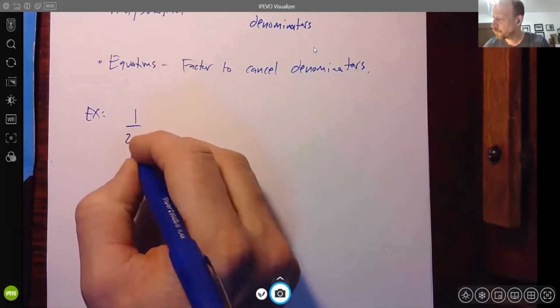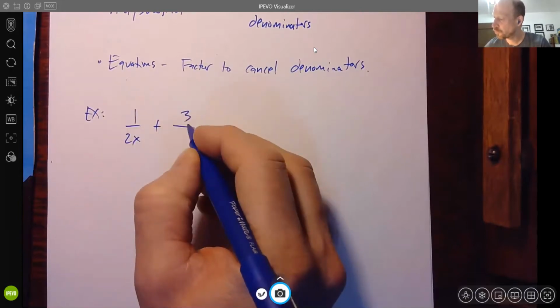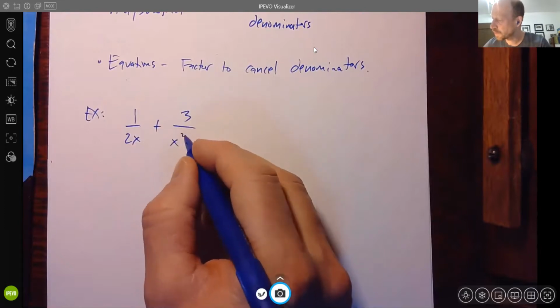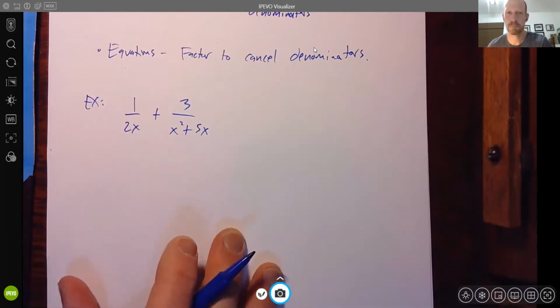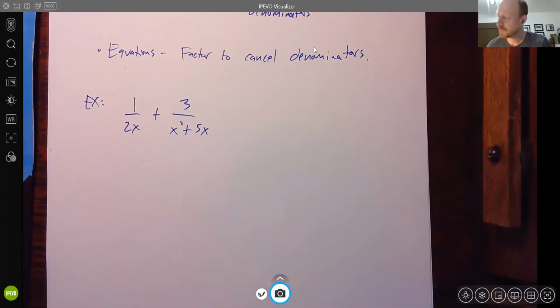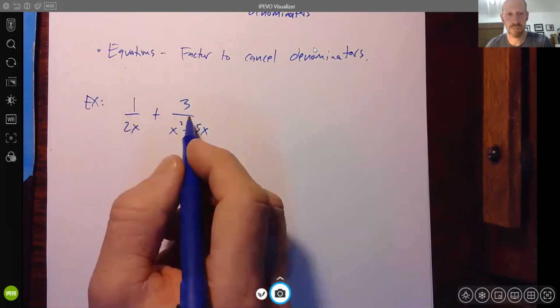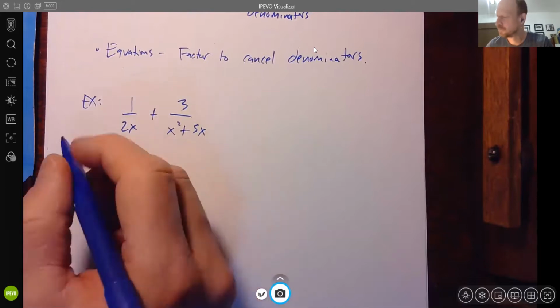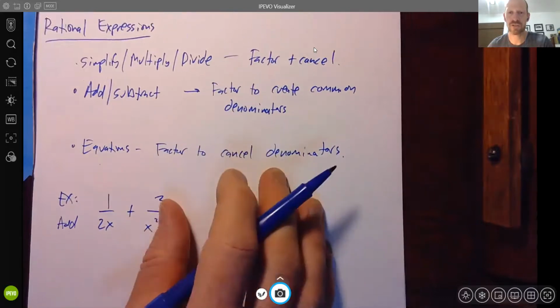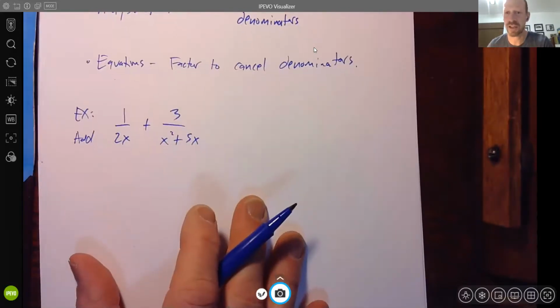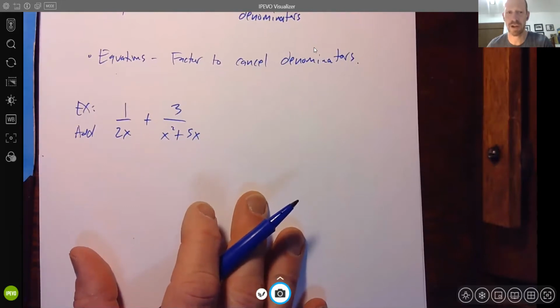So 1 over 2x plus 3 over x squared plus 5x. I'll tell you the instructions there, although it's kind of a giveaway, right? A lot of times I think people just don't read the instructions and jump right into the problem. But here, our goal is to add. So I want to factor to create common denominators. I'm not trying to cancel anything out, get rid of anything at this point. I'm trying to create common denominators.